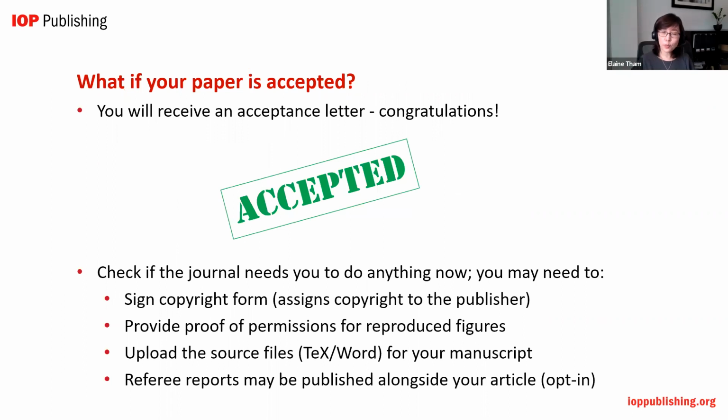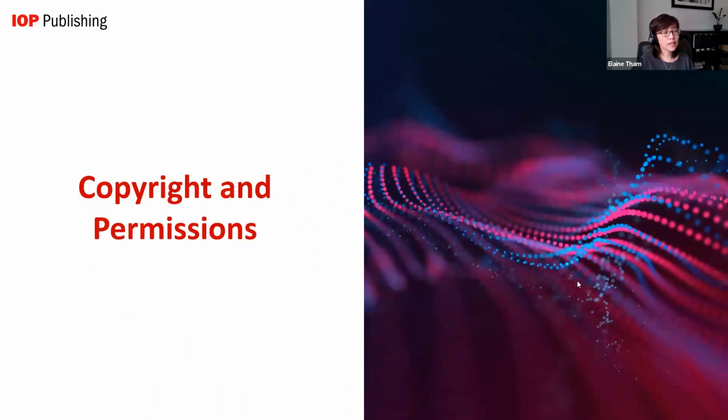On the other hand, if your paper has been accepted, congratulations. There will be a few more steps before your paper is sent on to the production team. You may be required to sign the copyright form, provide permissions information for the reproduced figures, upload your source files. And if you're publishing in one of our open access journals, let us know if you're happy to opt into the transparent peer review process for the referee reports to be published alongside your paper online. So at this point, let's move on to the copyright and permissions.